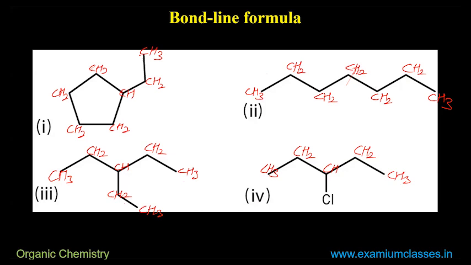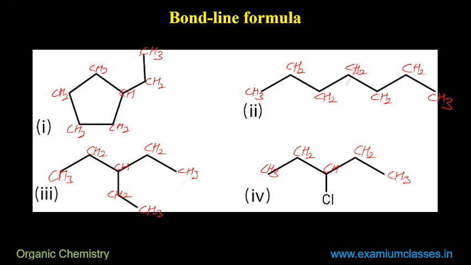Any confusion here? Let me know, because there will be questions that ask you to write the bond line formula of one particular compound. This is what you need to write. Don't write carbon and hydrogen. This is just for explanation. Remember, when you draw the bond line formula, you will not be writing CH3, CH2, etc. Don't get confused. That is just for explanation purposes.